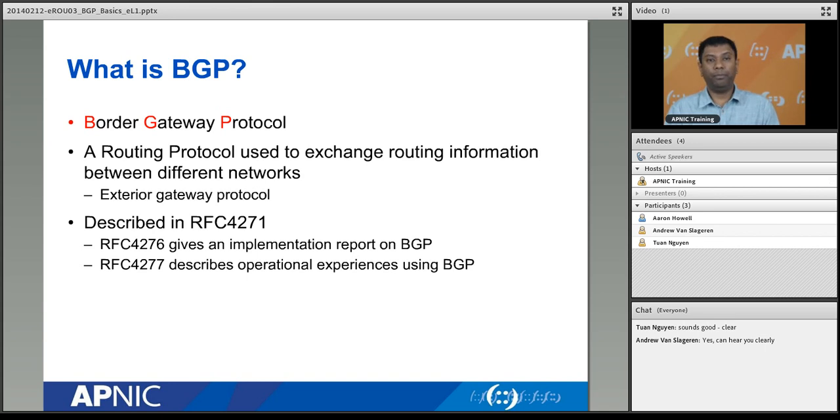So BGP is now a de facto standard. It was a de facto standard, but now it has become almost a standard by RFC. RFC 4271 explains the BGP protocol. If you need to know more about the BGP protocol from the developer's point of view, then that RFC would be the master document to read through. There are a number of RFCs you can refer to if you need to know the very nitty-gritty of the BGP protocol.